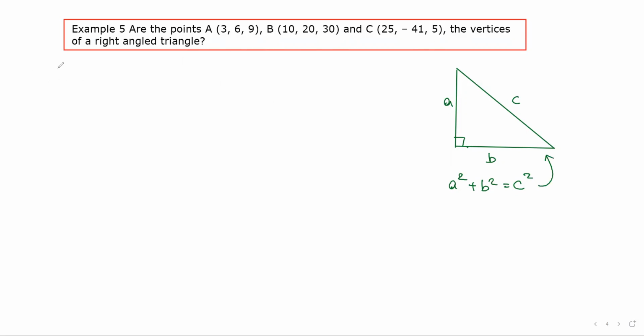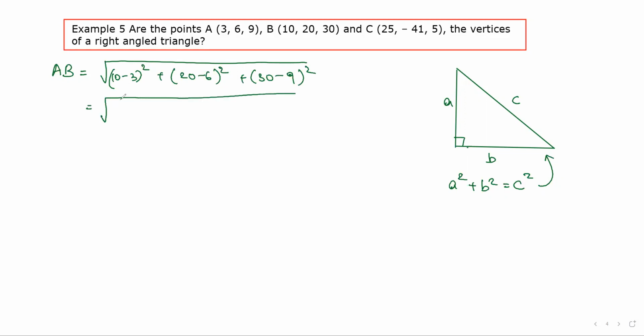Let's calculate these 3 distances, AB, BC, and AC. AB will be equal to root of (10 minus 3) whole square plus (20 minus 6) whole square plus (30 minus 9) whole square. This is equal to root of 7 square, 49, plus 14 square, 196, plus 21 square, 441. This will be equivalent to root of 686. Okay, this is your AB value.